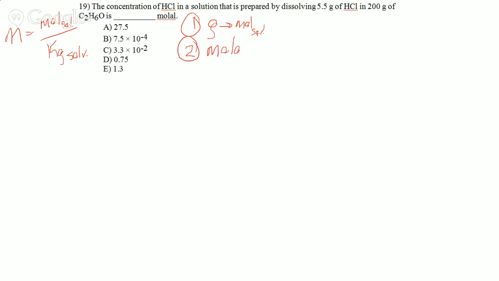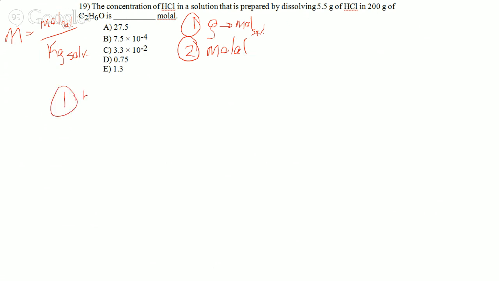All right, 19. The concentration of HCl in a solution that is prepared by dissolving 5.5 grams of HCl in 200 grams of this stuff is blank molal. All right, so let's start. Well, what is molal? It's moles of solute over kilograms of solvent. So first step is going to have to be convert grams to moles for the solute, and the second step is just plug it in and figure out the molal. Kind of an easier, shorter problem, I should say.